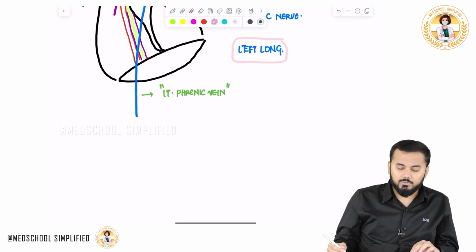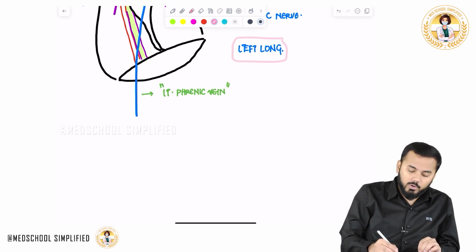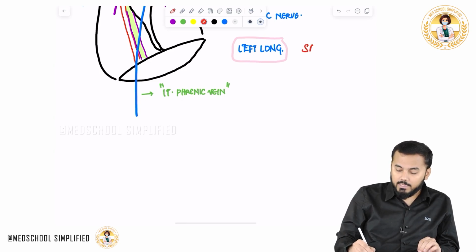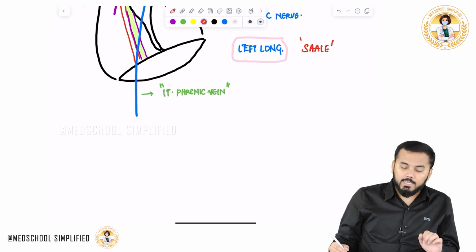This is the structures associated with the left lung. Now how do you remember those structures which are associated with the left lung? Remember it as SALE, SALE, okay? What does S stand for here?